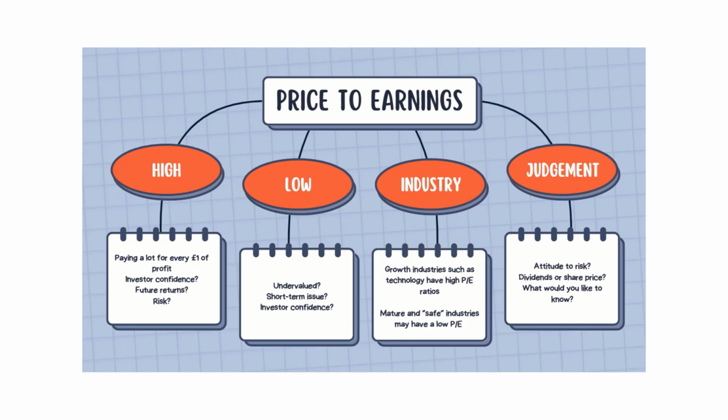So if we are looking at a high price to earnings ratio, this could imply that we're paying a lot for every pound of profit. So the market price is quite high, but the profits are not currently there. So why could that happen? This is what you need to question.